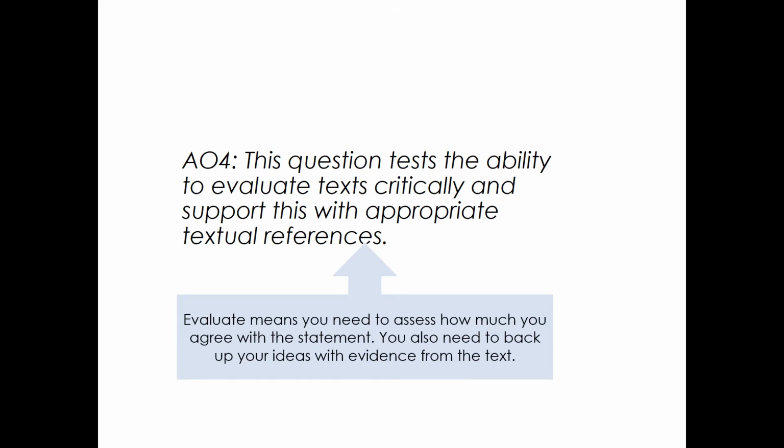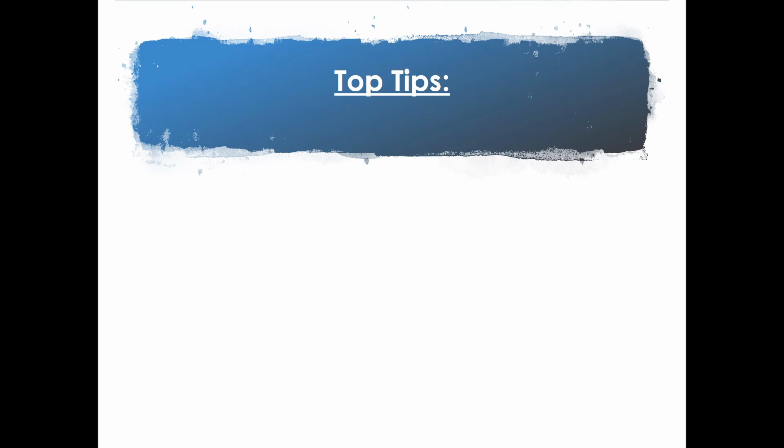What this means is when you evaluate, you need to assess how much you agree with the statement. You also need to back up your ideas with evidence from the text. So the top tips to answer AO4 type questions are: you should use as much evidence from the text to support your viewpoint. So everything that you say, essentially, you need to justify it with evidence from your text.